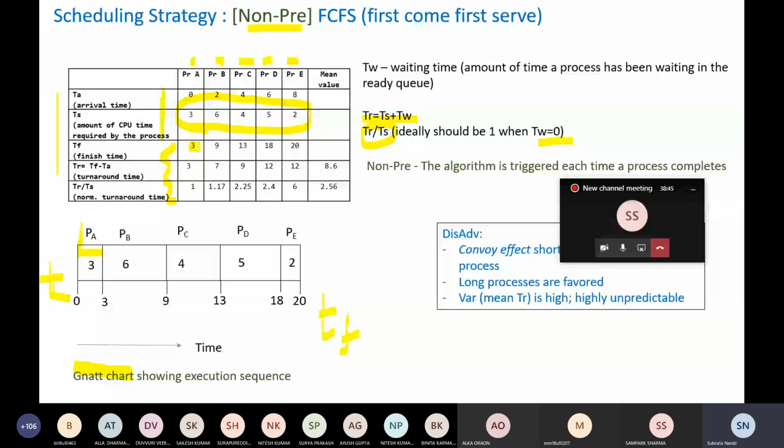Now at this point in time, after a process completes, the scheduling algorithm needs to be triggered to find out which are the competing processes and which should be scheduled. So at time t equals 3, which are the processes waiting in the system?